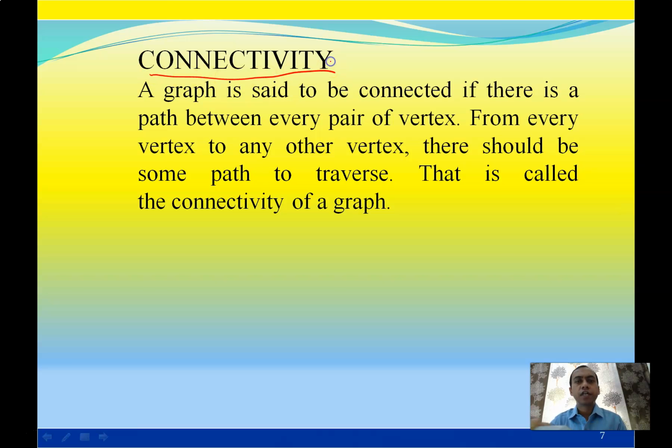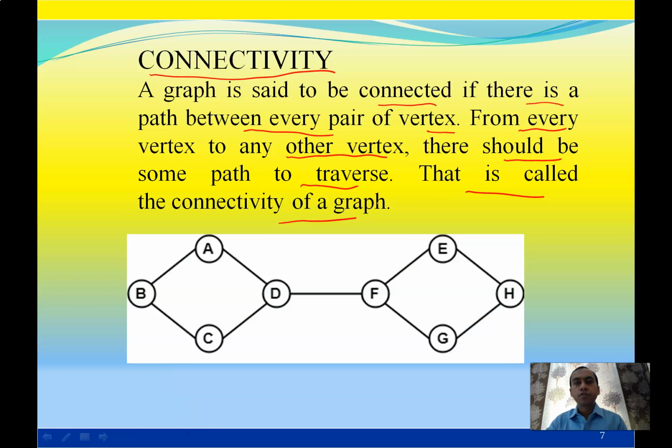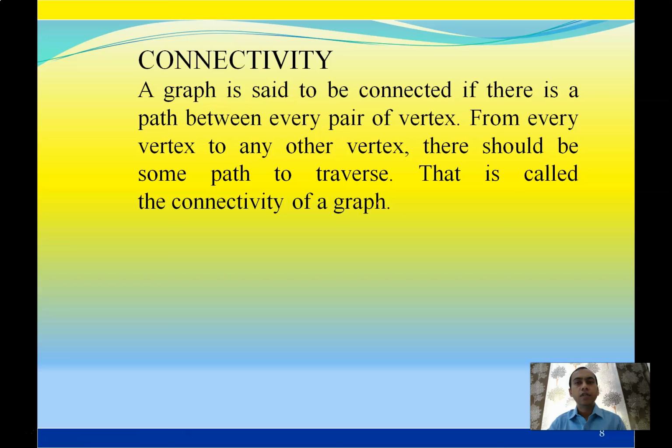Next topic is connectivity. A graph is said to be connected if there is a path between every pair of vertices. From every vertex to any other vertex, there should be some path to traverse. That is called connectivity of a graph. Suppose that this is a graph. Is this a connected graph? Yes, this graph is connected. There is a path from one vertex to another by using some other path. So this is connectivity. A graph is said to be connected if there is a path between every pair of vertices.